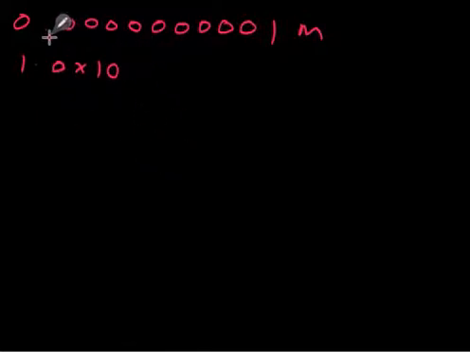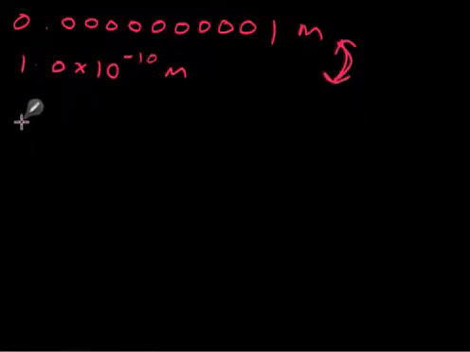power of 10 because I'm taking that decimal point and moving it to the right so that it replaces it just there. So I'd have to move it once, twice, 3, 4, 5, 6, 7, 8, 9, 10 times: 1 times 10 to the power minus 10 meters. Those two things are the same.